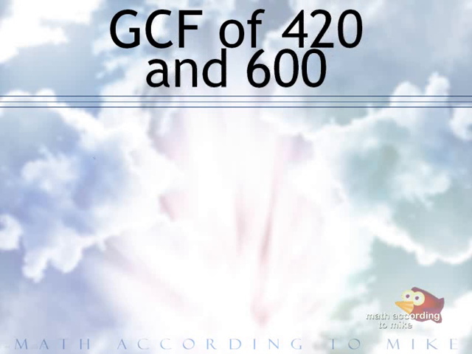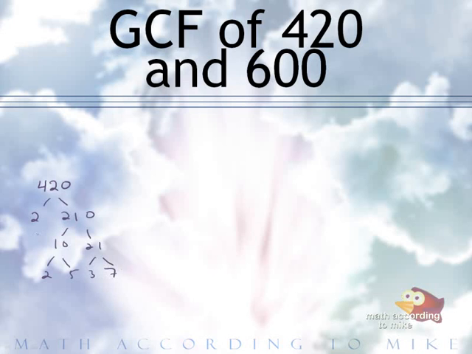Our first method is called the prime factorization method. Basically, what happens is you factor 420 and 600 into primes. One way to do that is using a factor tree. For instance, 420 is 2 times 210, and 210 is 10 times 21. 10 is 2 times 5, and 21 is 3 times 7.